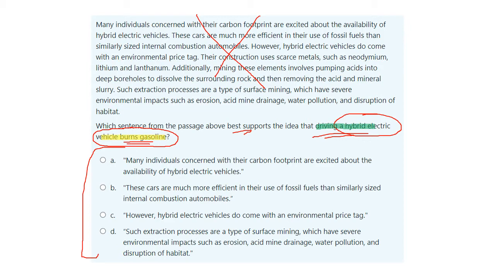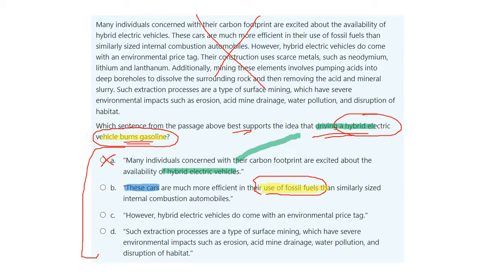A. Many individuals concerned with their carbon footprint are excited about the availability of hybrid electric vehicles. Well, this is the hybrid electric vehicle in it, but it's got nothing about gasoline. So this does not support the statement that we're given. B. These cars are much more efficient in their use of fossil fuels. Their use of fossil fuels. An example of fossil fuel is gasoline. But what is these cars?